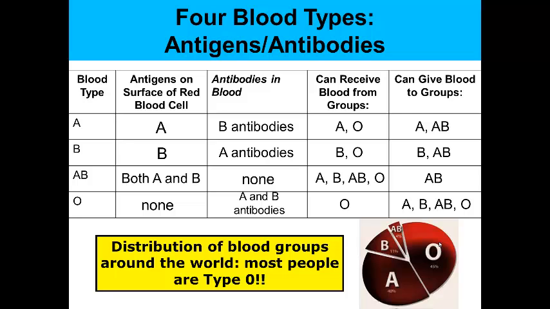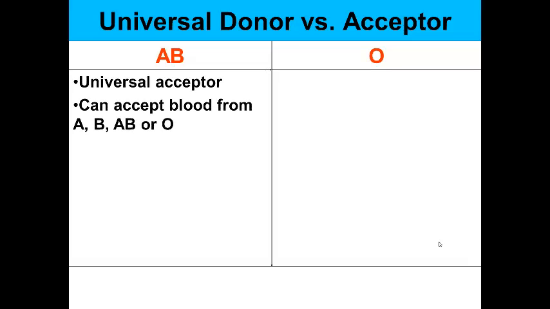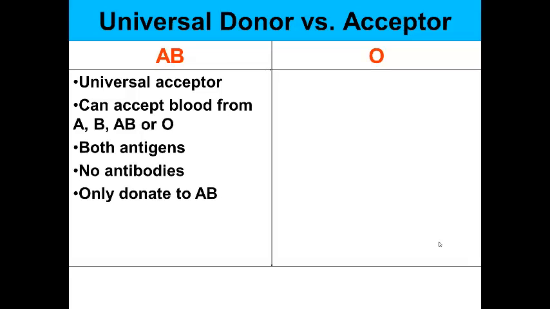If you look at the distribution of blood groups around the world, most people are in fact type O. 45% of the world is type O, 40% is type A, 11% is type B, and 4% is type AB. AB is considered the universal acceptor because it can accept blood from type A, type B, type AB, or type O. It contains both antigens and no antibodies. It can only donate to type AB people.